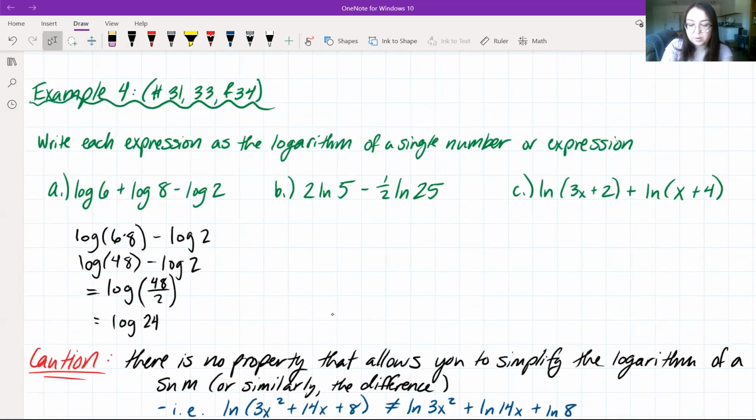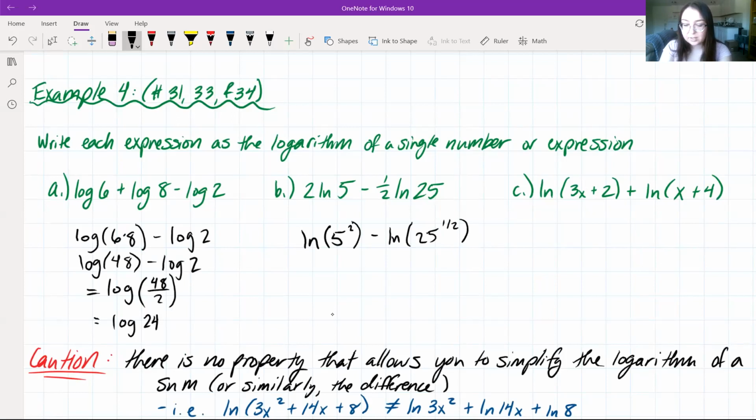So to do this, we're going to rewrite this as a natural log of 5 to the 2nd power minus the natural log of 25 to the 1/2 power.